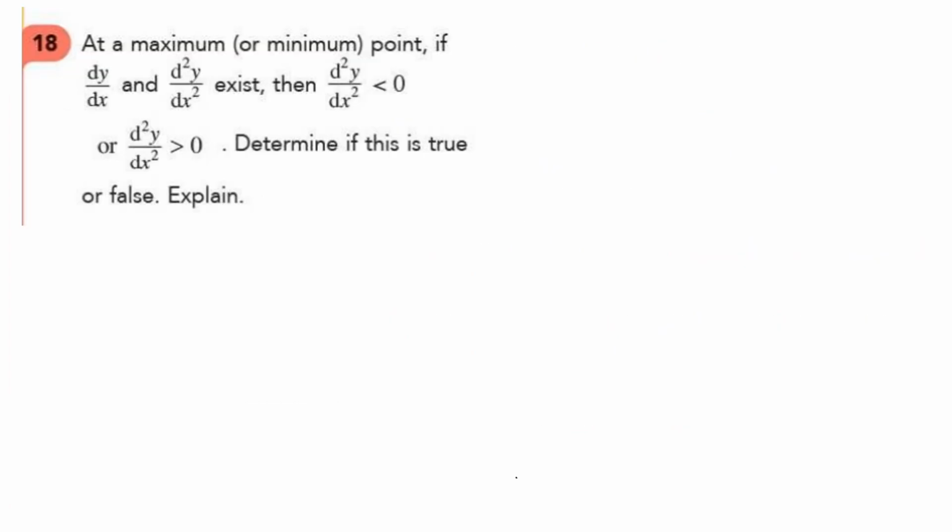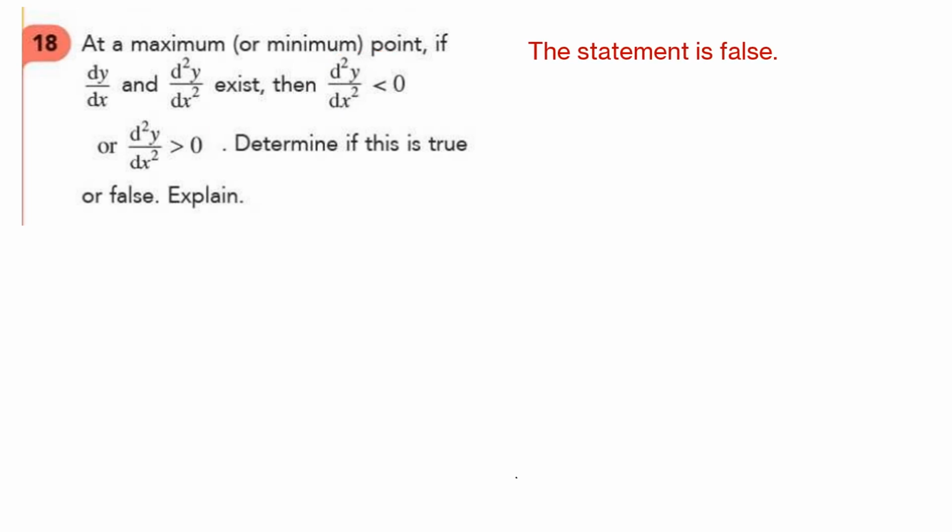So for question 18, what they're trying to say is that if you are given a function y equals something, and you can find your first derivative dy over dx, and you can also find a value for your d squared y over dx squared, then this value can only have two possibilities. It's either less than 0 or more than 0. Only two possibilities. So do you think this statement is true or false? Do you agree with it?